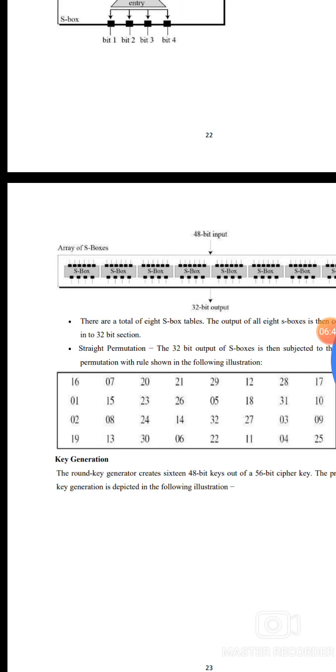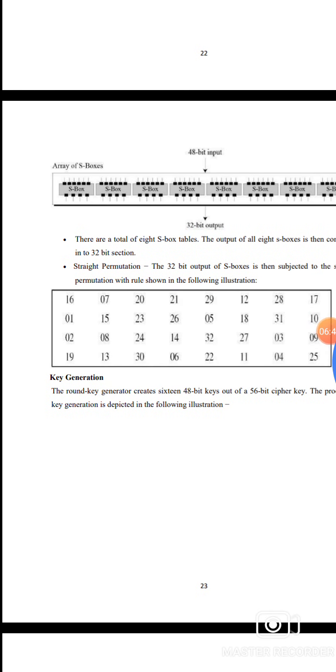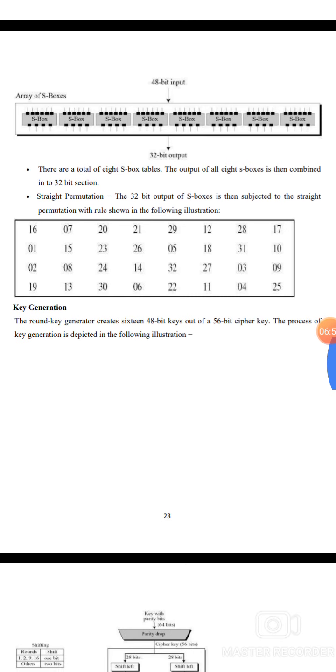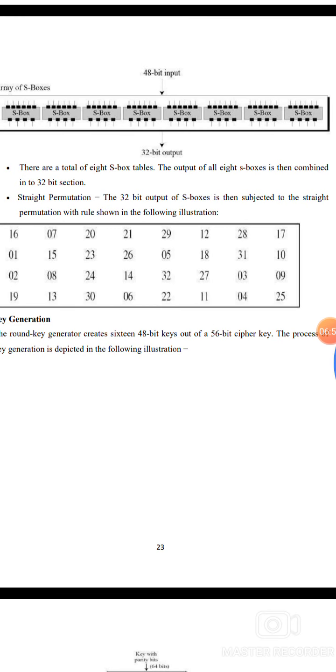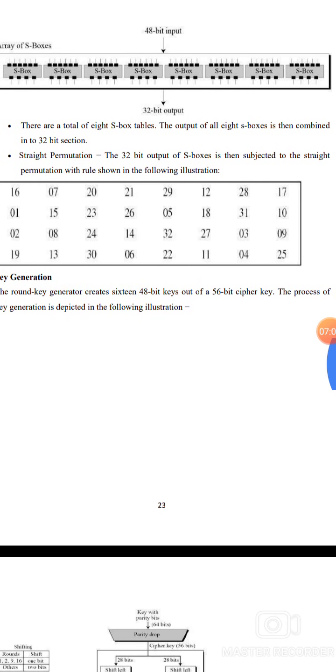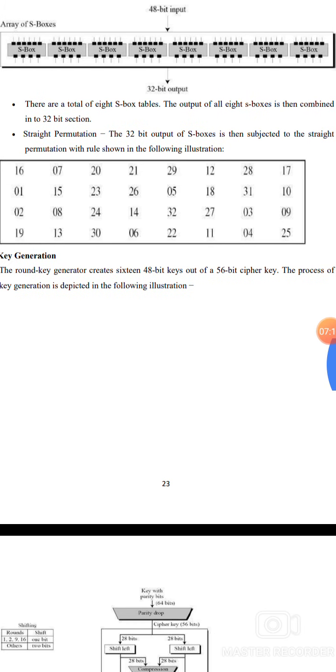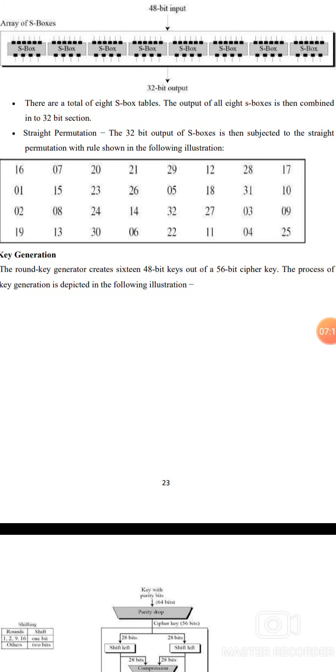48-bit input. The array of S boxes, there are different types of S boxes. There are a total of 8 S-box tables. The output of all 8 S boxes is combined into a 32-bit section. The 32-bit output of the S boxes is subjected to the straight permutation shown in this table.